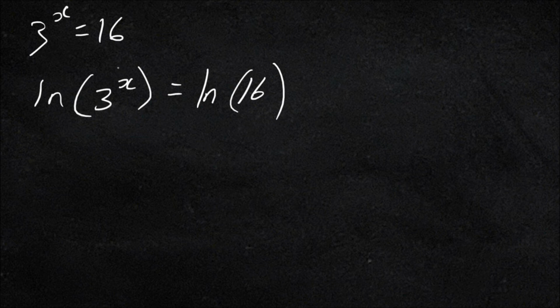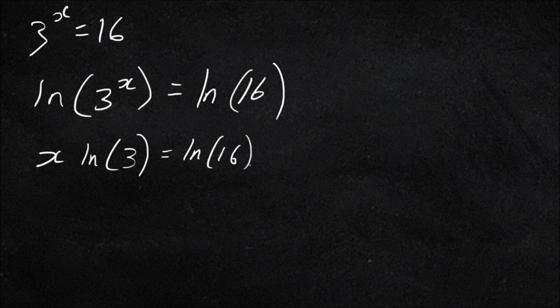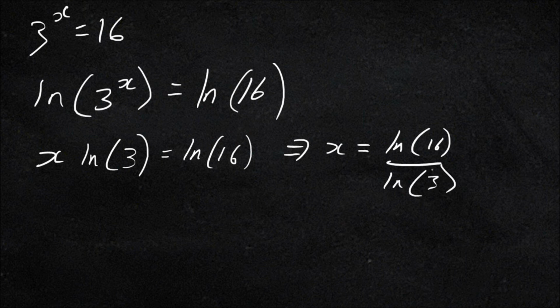So we know from the previous laws that this here could be brought down to the front. So this would be x times ln 3 equals ln 16. And so our x value would be equal to ln 16 over ln 3. And if you put that into a calculator, you get about 2.52.